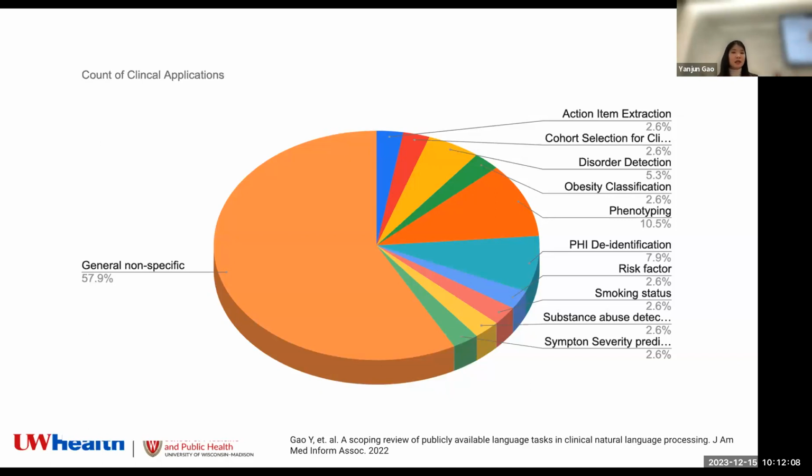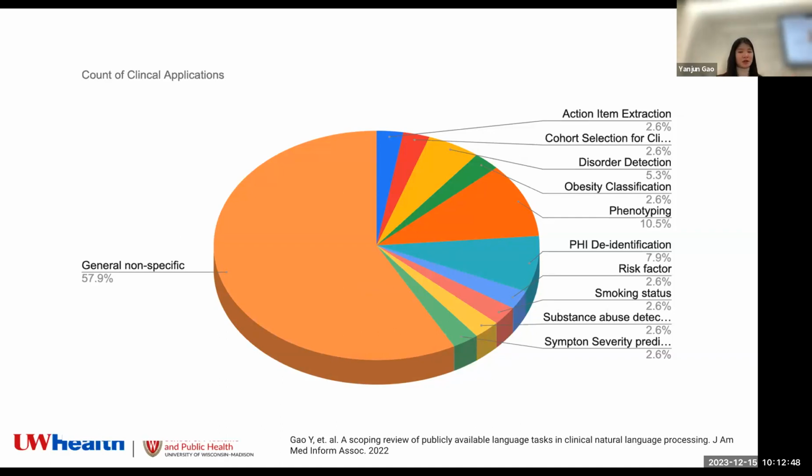These include, for example, PHI de-identification, phenotyping, or classifying whether a patient has obesity or whether they have risk factors for heart disease or other diseases. These are the commonly seen clinical applications. While almost 60% of the tasks focus on just general, non-specific problems. So what does that mean? That means almost 60% of the clinical NLP tasks are not trying to solve any clinical problem. They're just proposed as a method or fundamental step to help develop more advanced language models.